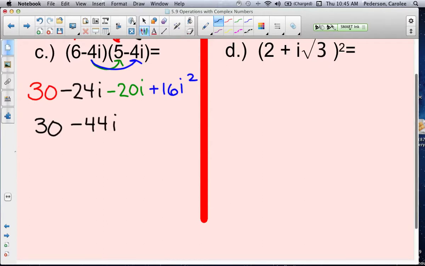And what I tell students after they get comfortable with i squared is that you can't just drop the i squared and change the sign. Because remember, i squared is negative 1. So I'm going to drop the i squared and change it to a negative 16. Now I have like terms again. 30 minus 16 is 14. And then minus 44i.